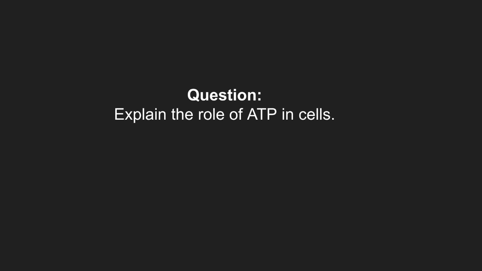Alright, now let's go through it. ATP acts as the cell's main energy carrier. It stores energy in its phosphate bonds, and when 1 phosphate is removed, energy is released for cellular processes. ATP is then reformed from ADP and phosphate, allowing energy to be reused continuously. So the key idea is ATP stores and releases energy for cellular activities.